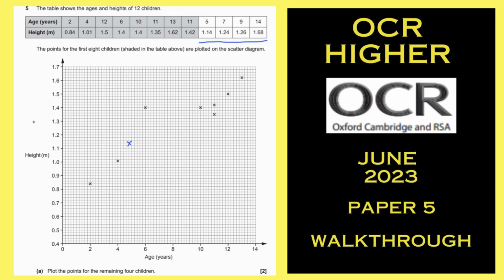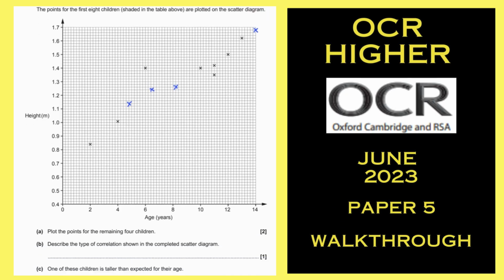7 along, 1.24 up. There's 1.2, so again, more in hope than in expectation. 9, 1.26. There's 9, 1.24. So I'm just going a little bit above my previous. And finally 14, 1.68 is thankfully dead easy. It's almost in the top right hand corner.